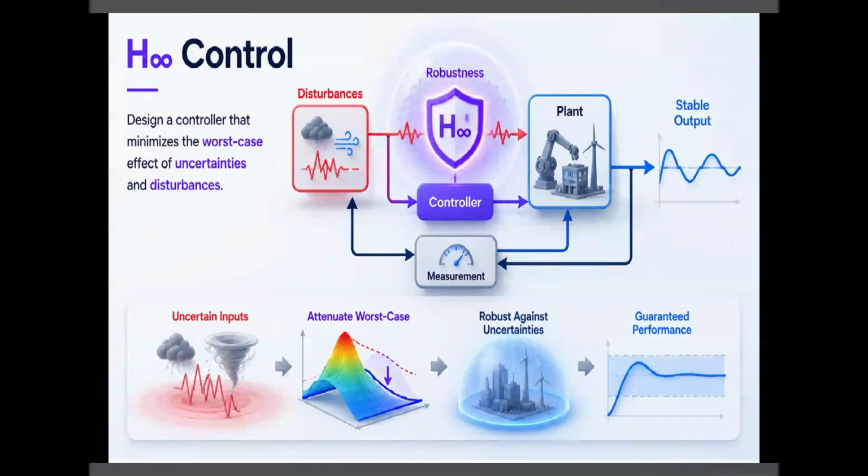This makes H-Infinity particularly valuable in safety-critical applications such as aerospace, autonomous systems, and industrial processes, where robustness is often more important than achieving perfect performance under ideal conditions. In other words, H-Infinity doesn't try to make the system perfect, it tries to make the system reliable.